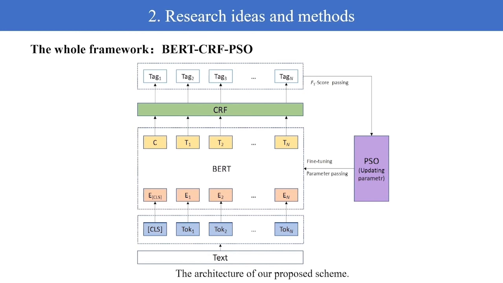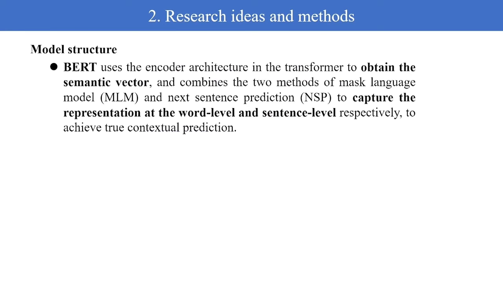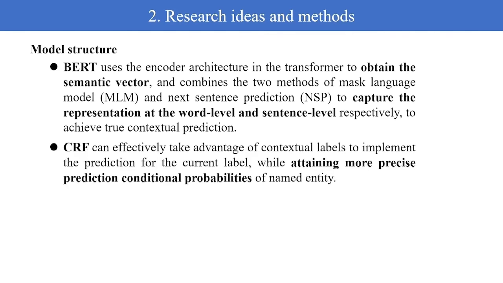Among them, BERT uses the encoder architecture in the transformer to obtain the thematic vector and combines the two methods of masked language model and next sentence prediction to capture the representation at the word level and sentence level respectively to achieve true contextual prediction. CRF can effectively take advantage of contextual labels to implement the prediction for the current label, while attaining more precise predicted conditional probabilities of named entity.